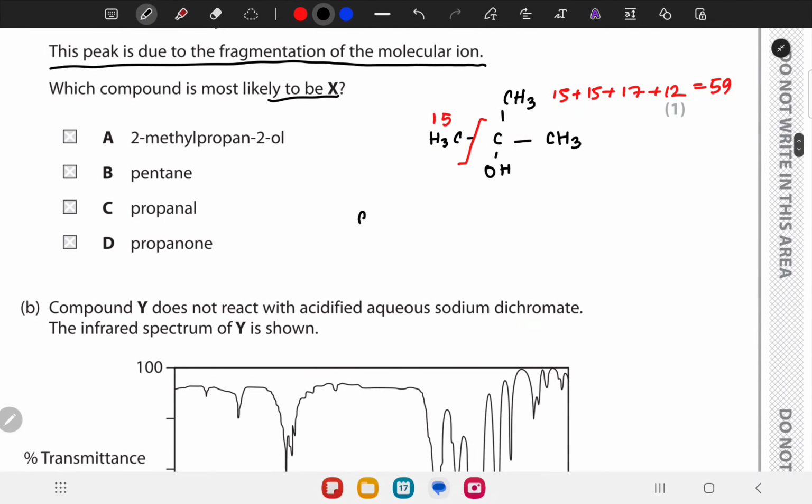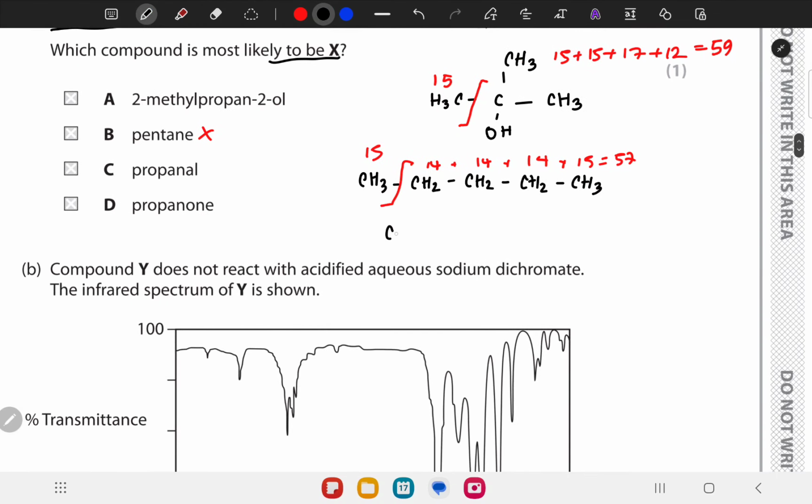If we look at pentane, CH3, CH. If we break this bond, we'll have 15 on this side and 14 plus 14 plus 14 plus 15 on the right. So 14 plus 14 plus 14. This has a peak of 57. So pentane is not our answer.